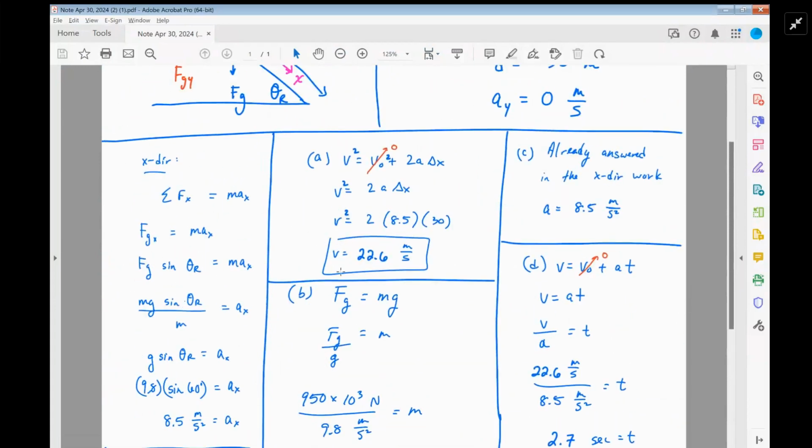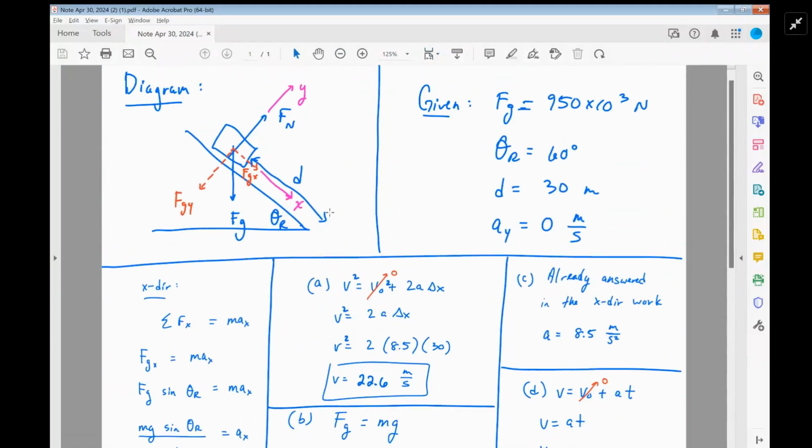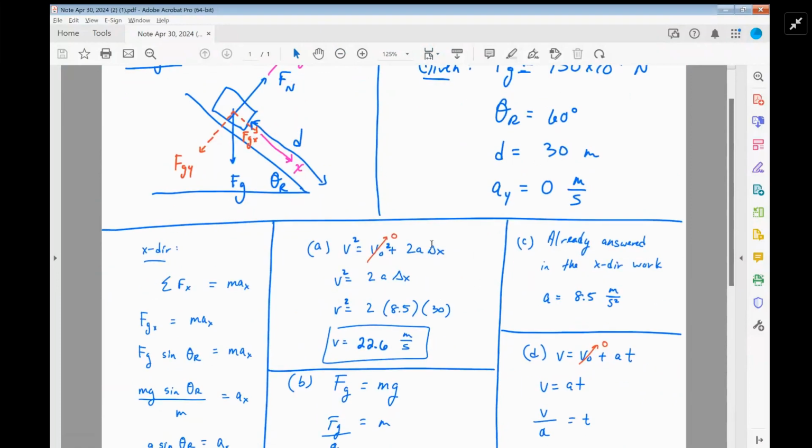Now, when I go to part A, it says find the velocity at the bottom of the ramp. It's released from rest, so that V0 is going to be 0 there. V final squared equals V initial squared plus 2a delta x. Delta x is really the same thing as d in this case. It's the distance traveled along the x-axis. So that's going to be 30 right there. And delta x really is the displacement technically, right? But we're saying that it starts here and it ends there. So 30 for distance is the same as 30 for displacement.